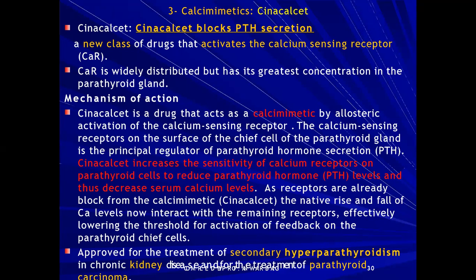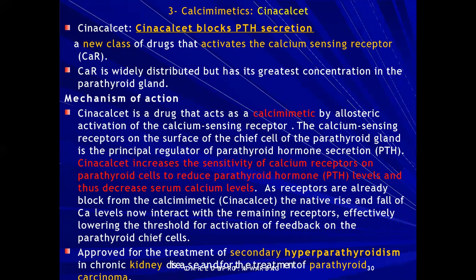The mechanism of action is that these drugs act as calcimimetics by allosteric activation of the calcium sensing receptors in the body. The calcium sensing receptors on the surface of the chief cells of the parathyroid gland are the principal regulator of parathyroid hormone secretion. So cinacalcet increases the sensitivity of calcium receptors on the parathyroid cells to reduce parathyroid hormone levels and thus decreases serum calcium levels.